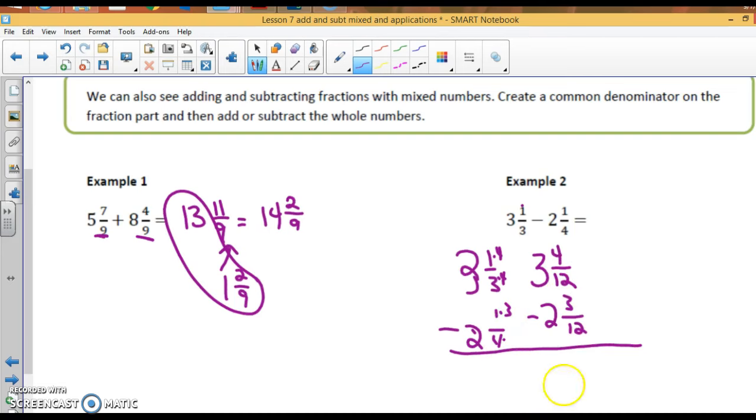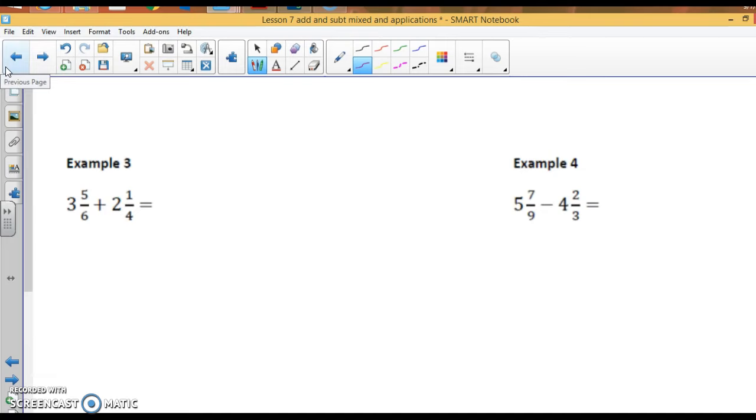Now, always check the fraction first. 4 twelfths minus 3 twelfths, you can do that. It's 1 twelfth. 3 minus 2 is 1. So 1 and 1 twelfth. Sometimes you're going to need to borrow, but not in that way.